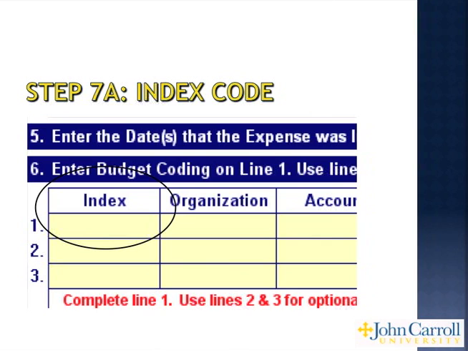Step 7A. Index Code. Item number 6 has 4 component parts: Index Code, Organization Code, Account Code, and Activity Code. The first column, the Index Code, should be left blank.